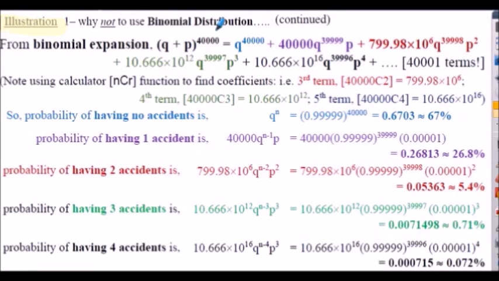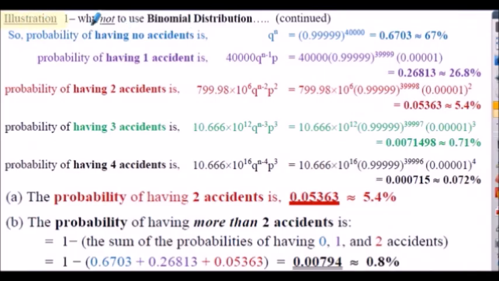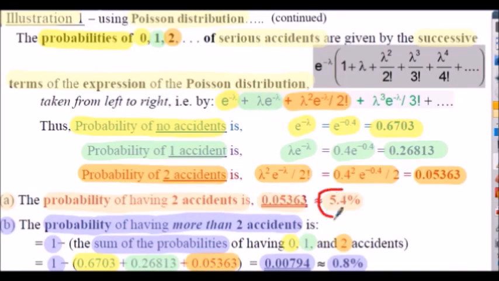Illustration 1 related to the binomial distribution continued. This slide makes it clear to see that the calculations using the binomial distribution are more complicated than those undertaken using the Poisson distribution. And illustration 1 continued. Here's the final slide related to the binomial distribution. Considering part A of the problem, probability of having 2 accidents from the binomial distribution is 5.4%. That's the same as the value we calculated using the Poisson distribution.